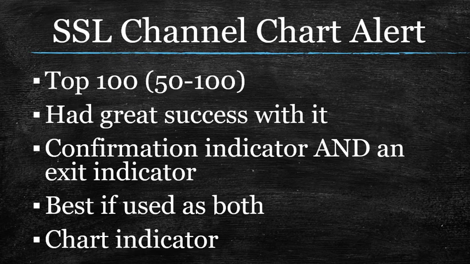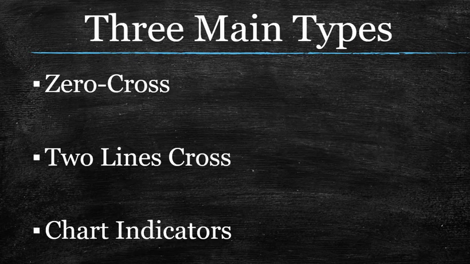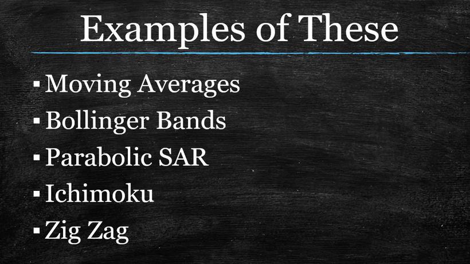For those of you who don't remember, the main types of trend indicators in my trend indicators video were the zero cross, the two lines cross, and the chart indicators. Now, there's a better term for this. They go by overlay indicators, but I just call things whatever makes sense to my dumb little head, and so I call them chart indicators. And you guys know what these are. They are indicators that don't go below the chart, they go on the chart. So moving averages, Bollinger Bands, you've seen them all, you know what I'm talking about.